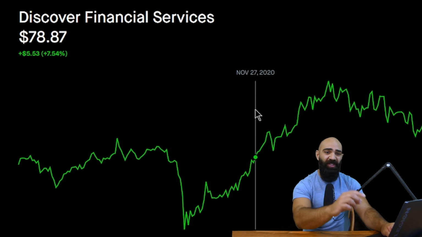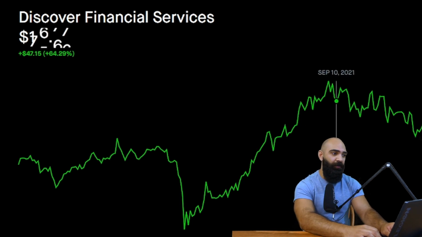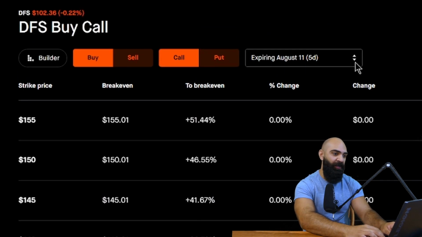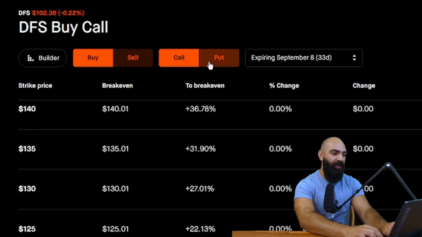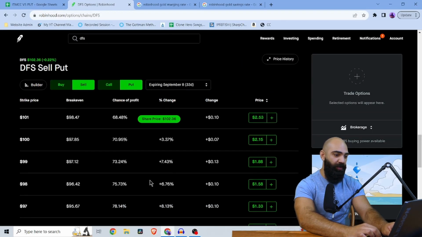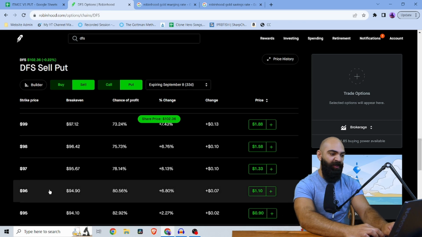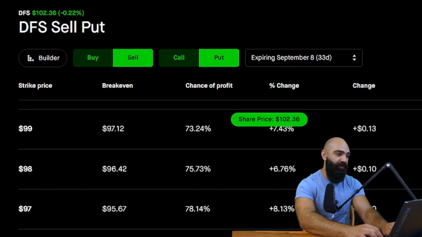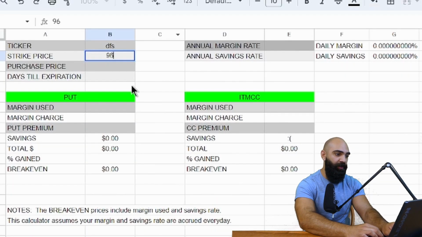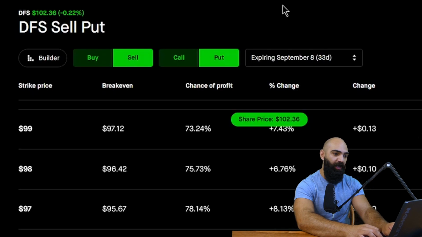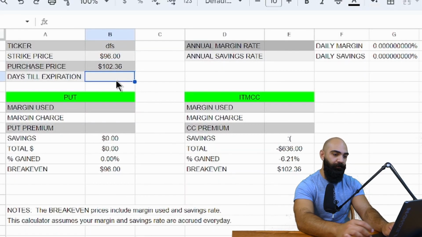Let's do one more example, really just to hammer the point home. Here I have Discover Financial Services on, so it's not a tech stock. Let's go a month out, and let's sell our put. So our ticker is DFS. Let's choose our strike price. Let's do 80%, so that'll be $96. Our current purchase price is 102.36. And we have 33 days till expiration.